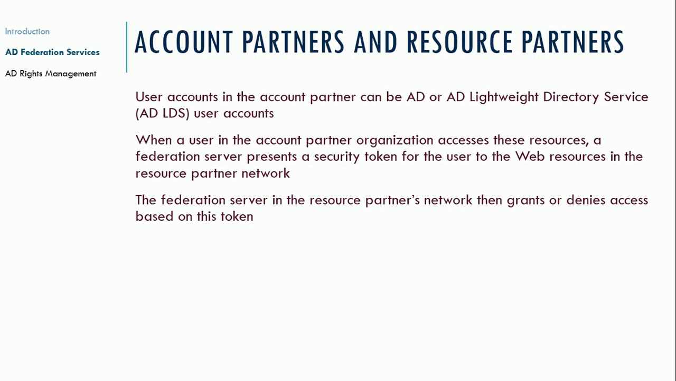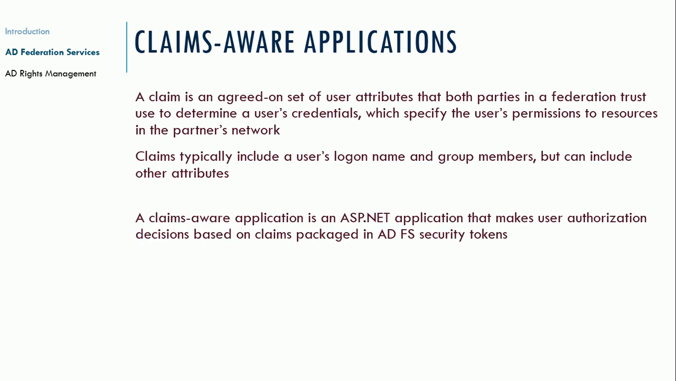So once again, the resource is trusting a token that's issued on our side from our Federation services server. So, claims-aware application. The claim is an agreed-on set of user attributes that both parties in a Federation trust, used to determine a user's credentials, which specifies the user's permissions to resources in the partner's network. So a claim typically includes a user's logon name and group memberships, but can also include other attributes, such as their department, title, etc., which could be used by the resource to determine exactly what they can do with their service. Maybe you can configure those things.